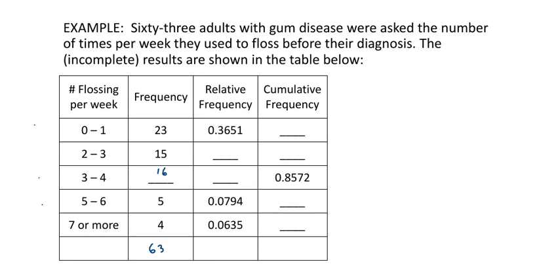A relative frequency is found by taking the frequency number and dividing it by the total. So if I divide 23 by 63 and round to 4 digits, I'm going to get 0.3651. When entering these numbers in Canvas, you need to start with a leading 0 before your decimal to do this.